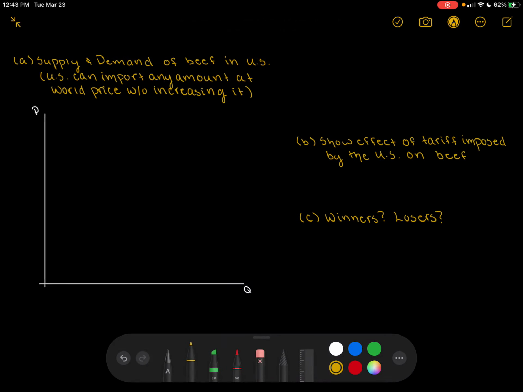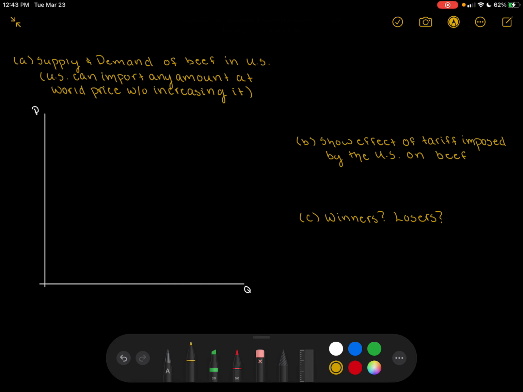Let's look at how government policies, particularly tariffs, can impact supply and demand and the world price. We have an example here where the US can import and produce beef, and we'd like to draw its supply and demand curve, assuming that it can import any amount at the world price without increasing that world price.